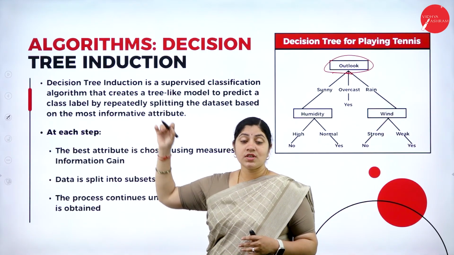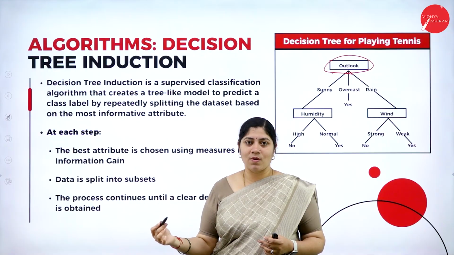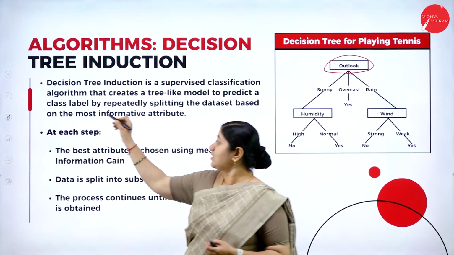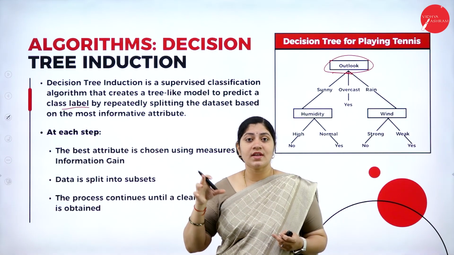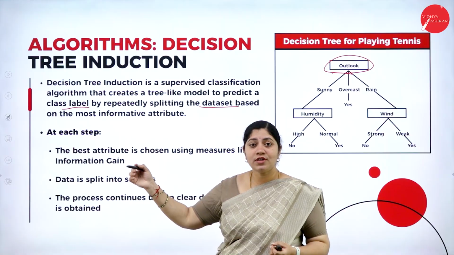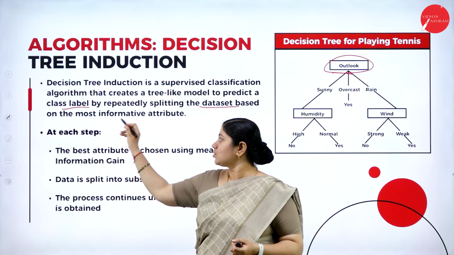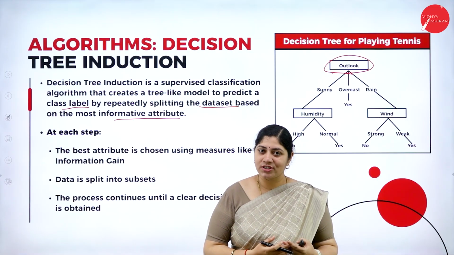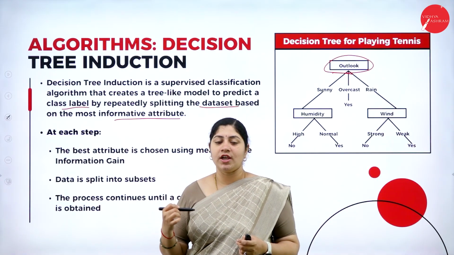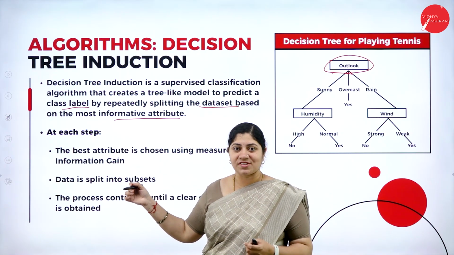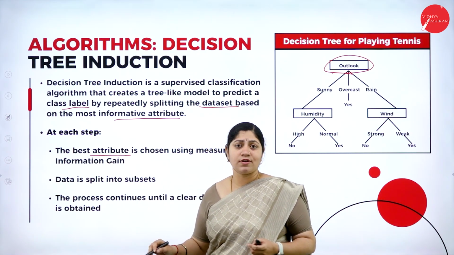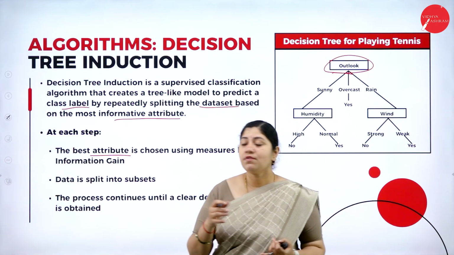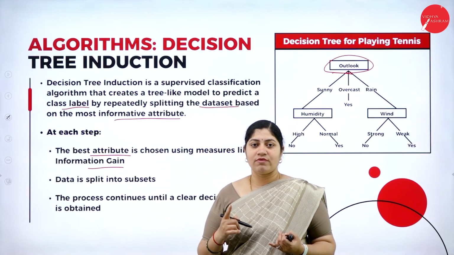Decision tree induction is a supervised algorithm which creates a tree-like model to predict a class label by repeatedly splitting the data sets based on the most informative attribute or feature. So this is nothing but decision tree induction. Now let's see the process of decision tree induction and what happens at each step. Initially, it starts with the best attribute selection. The best attribute is selected based on the information gain, okay? That is our first criterion.